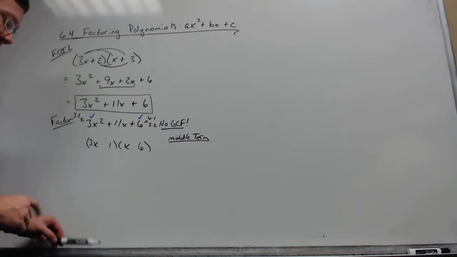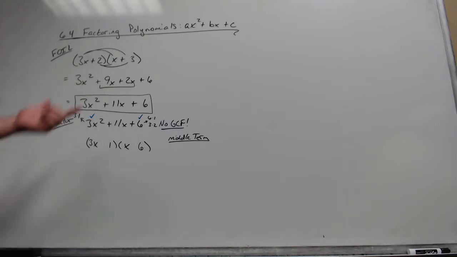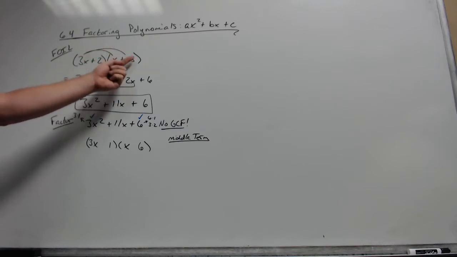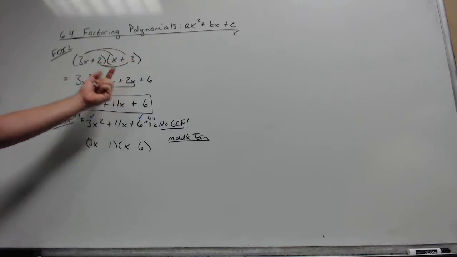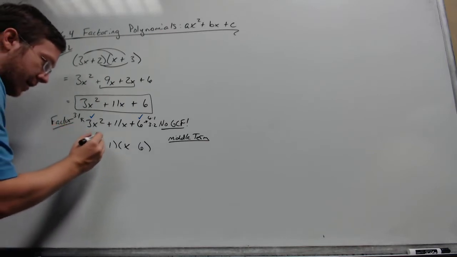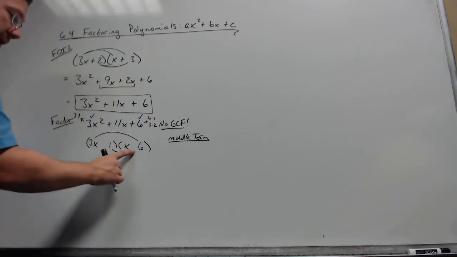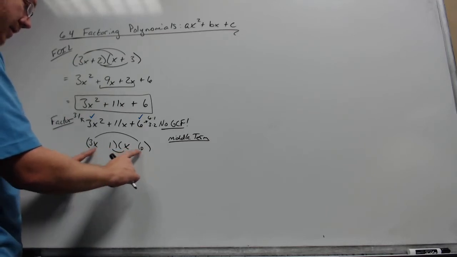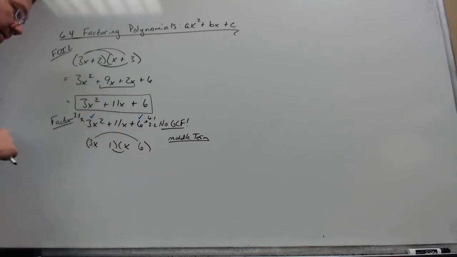All right, and to do that, as I pointed out before, remember, how does this middle term come about? It comes from the outside and the inside multiplication steps. 3x times 3 is 9x. 2 times x is 2x. So it's the outside and the inside. So when I'm doing this, I check outside and inside. I don't put any signs in yet. I just want to double check. Do these two pieces allow me to get near 11?